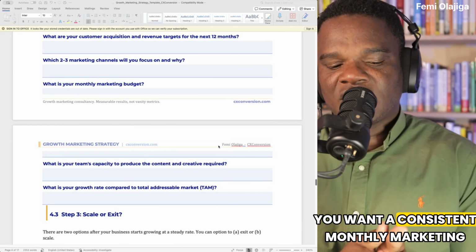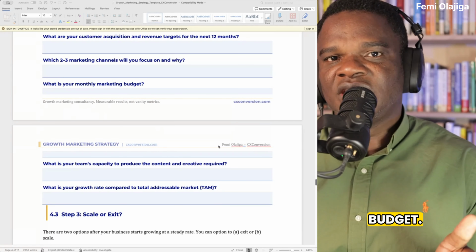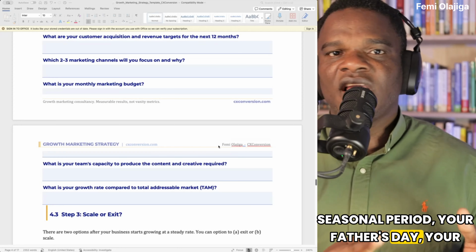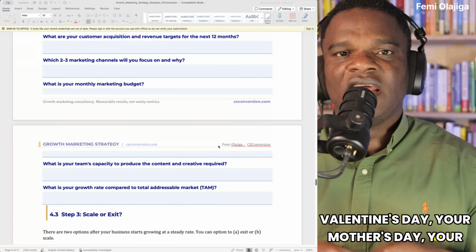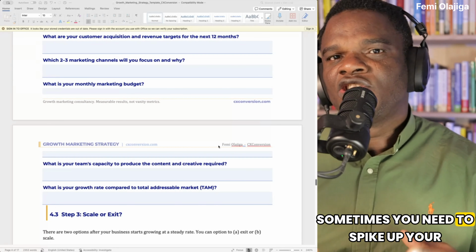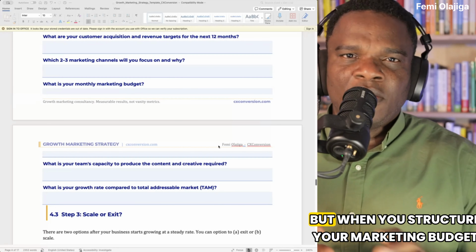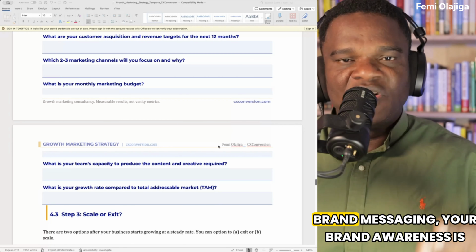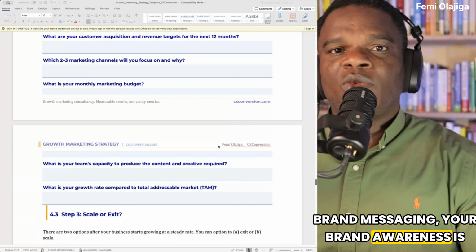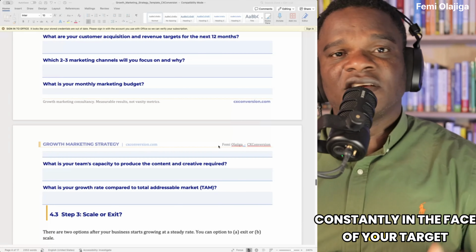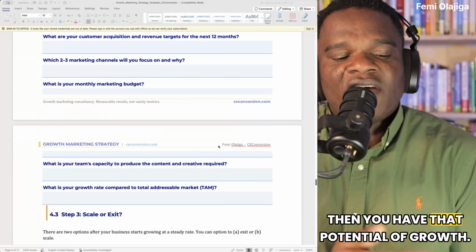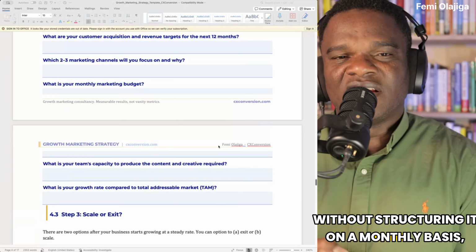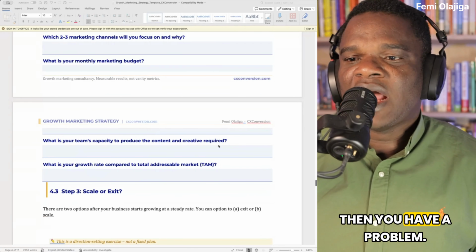You want a consistent monthly marketing budget, and you also want to factor in all the seasonal periods, your Father's Day, your Valentine's Day, your Mother's Day, your Black Friday. Sometimes you need to spike up your marketing budget. But when you structure your marketing budget into 12 months consistently, your brand messaging, your brand awareness is constantly in the face of your target customer, then you have that potential of growth. But if you spend your marketing budget without structuring it on a monthly basis, then you have a problem.